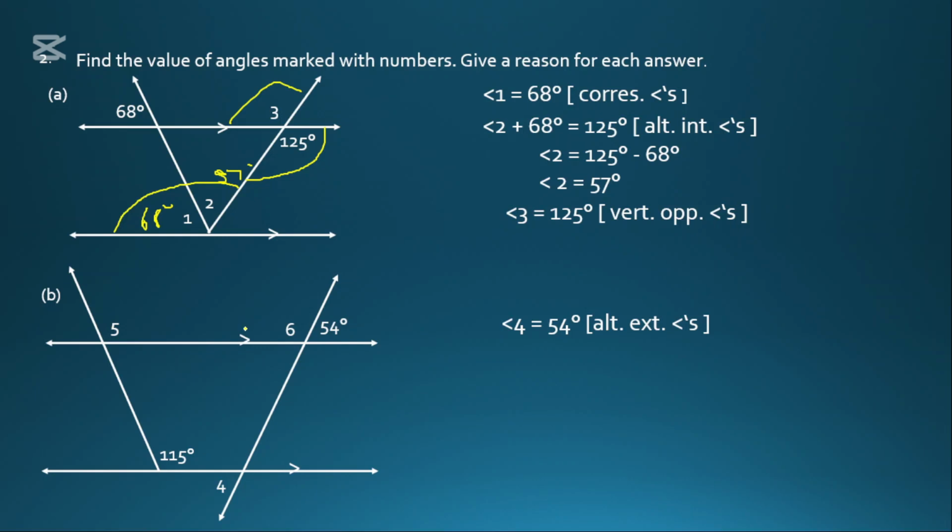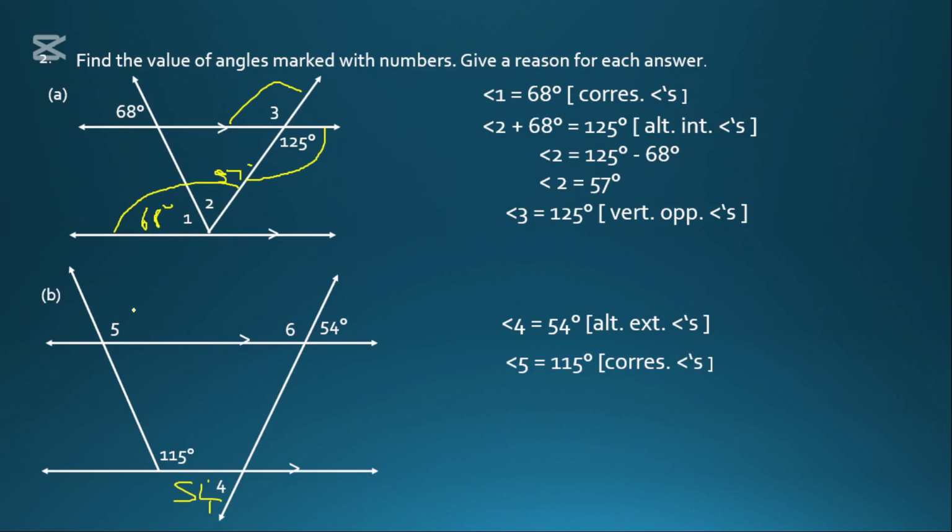Right, so we move on. Let me just write it in quickly: 54 degrees. Now we can go to angle 5. You can see 5 and 115 are corresponding angles, both above the parallel lines, so they must be equal. Angle 5 is equal to 115 degrees, corresponding angles.